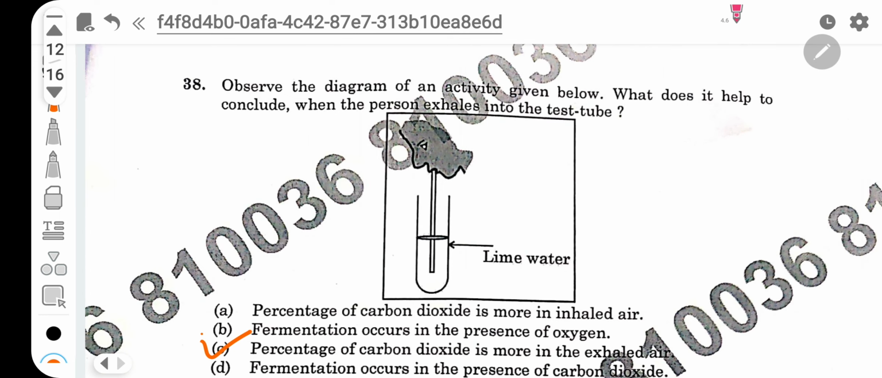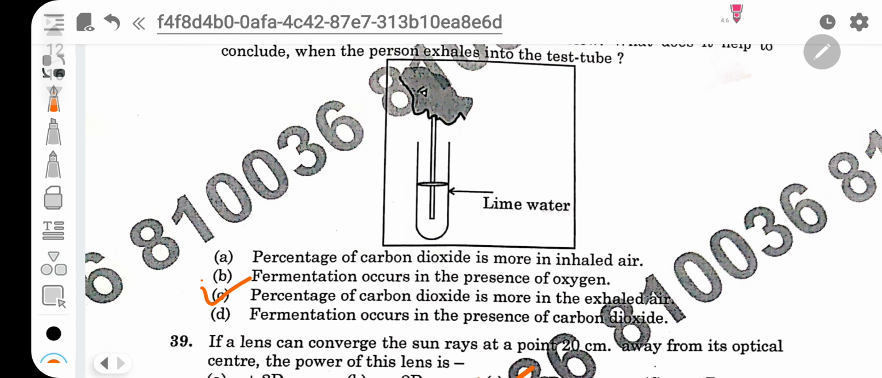Now question number 38. Observe the diagram of an activity given below. What does it help to conclude when the person exhales into the test tube? The carbon dioxide is released into the lime water, so it is turning white. So the percentage of carbon dioxide is more in exhaled air.